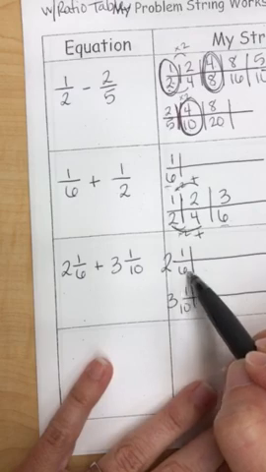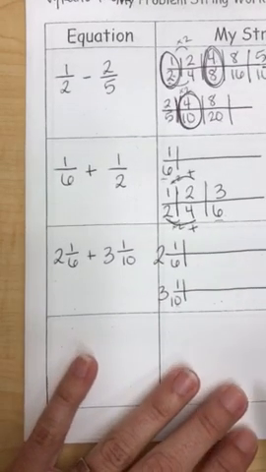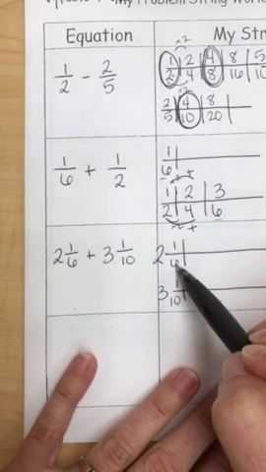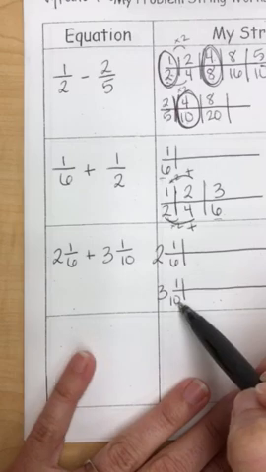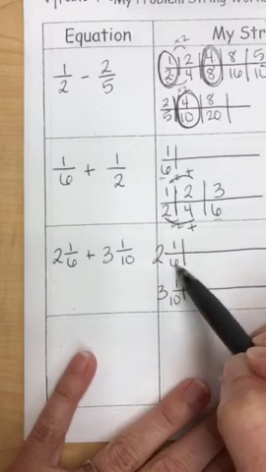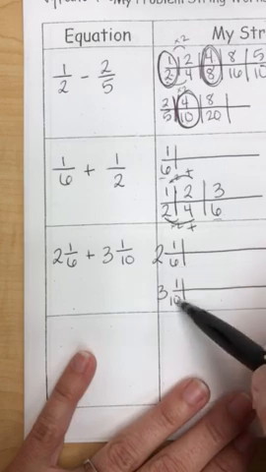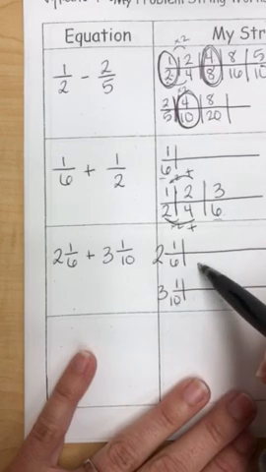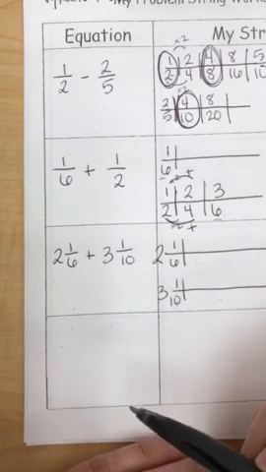Or I could say, what does 6 and 10 have in common? Well, what numbers will they both go into? They won't both go into 10 because 6 plus 6 is 12. And if I go to 20, well, 10 goes into 20, but 6 doesn't go into 20. 6 times 4 is 24, so that won't work either.